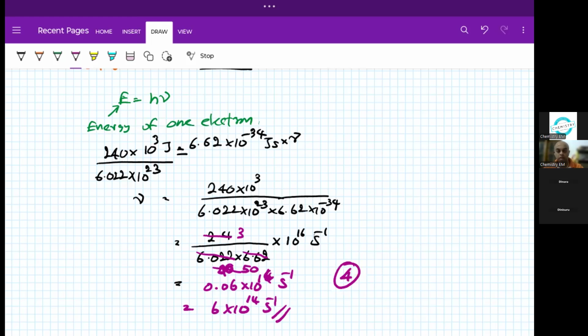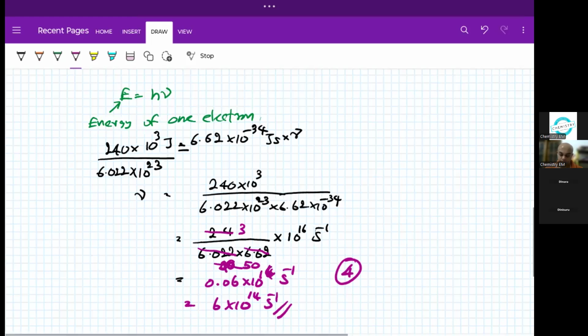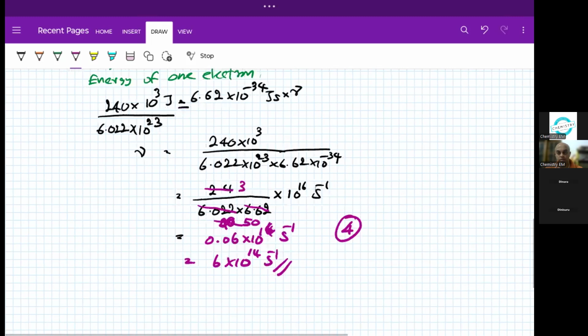The important point of this question is you have to understand 240 kilojoules per mole of electrons, and also they're asking about the frequency, right? Any questions on this one? I think no, right? Good. So let's move to the next one.